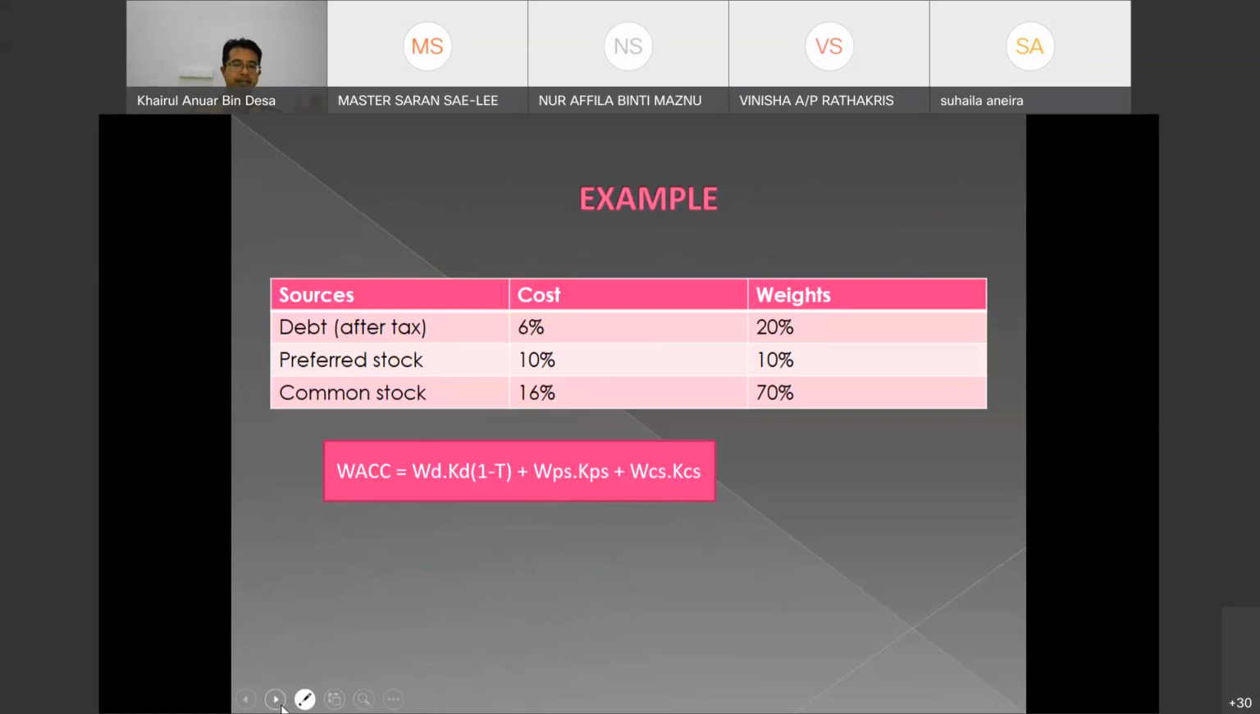Here, say the cost of debt, which we calculated earlier, the cost of debt after tax is 6%, and then preferred stock here is 10% cost. Common stock is 16% cost. So these are the weights. If we draw the weights in the form of a pie chart, or the capital structure mix from earlier, it will look like this.